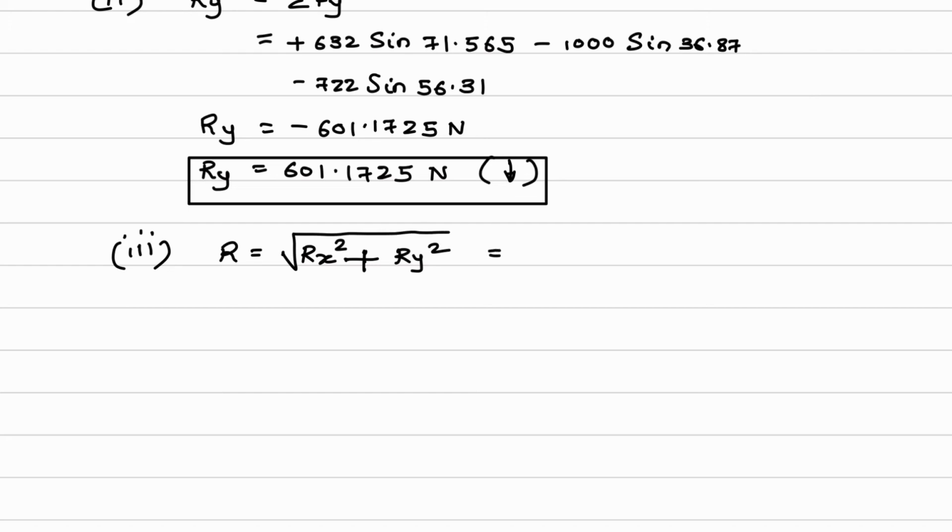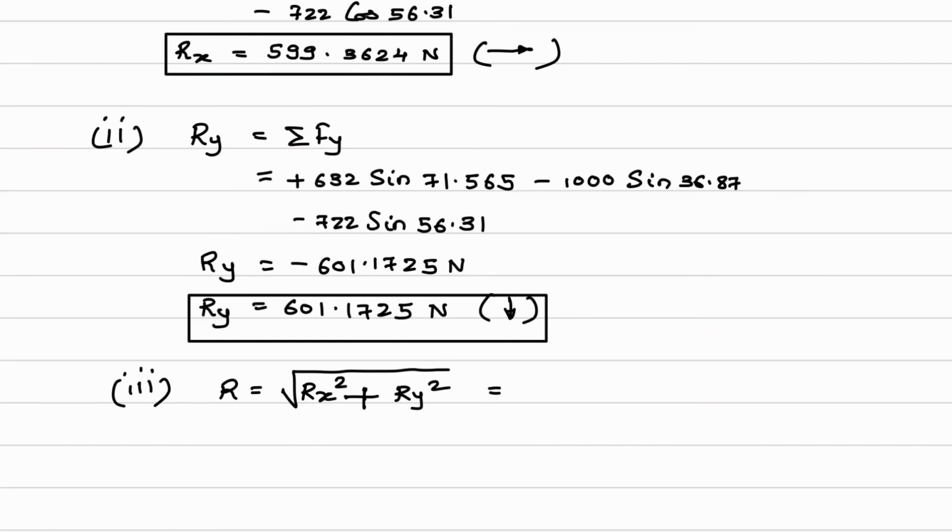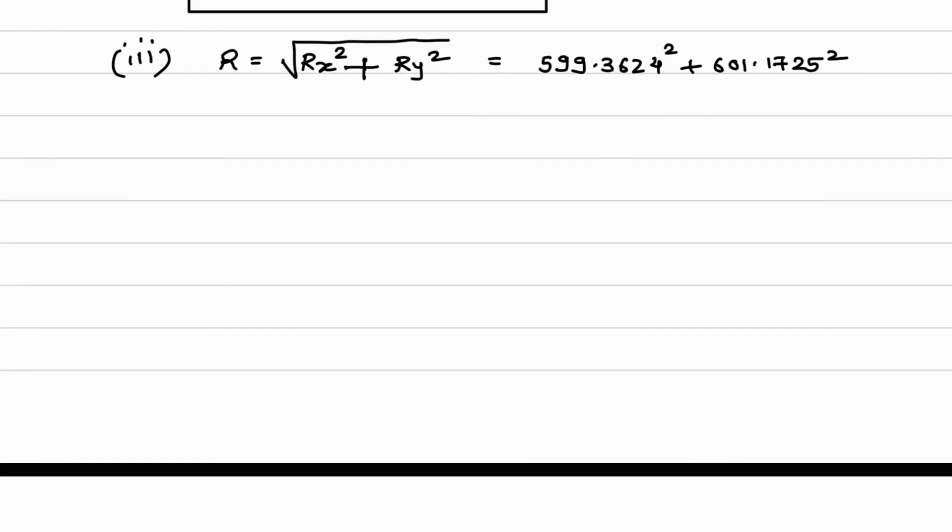What is Rx value? 599.3624 square plus 601.1725 square. So from here we will get resultant. Resultant R is equal to 848.9073 Newton. This is resultant.